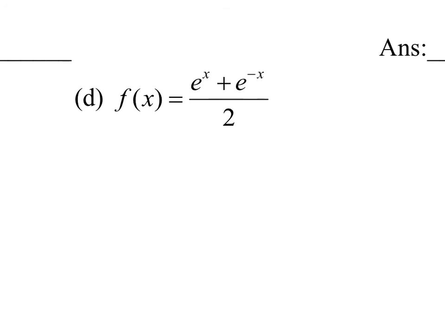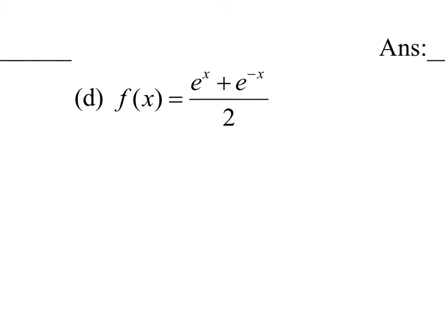Okay, let's look at this next one. f of x equals e to the x plus e to the negative x, all over 2. I could see a couple of different ways of doing this problem. I could see some of you wanting to jump onto the quotient rule train here. I wouldn't use the quotient rule.